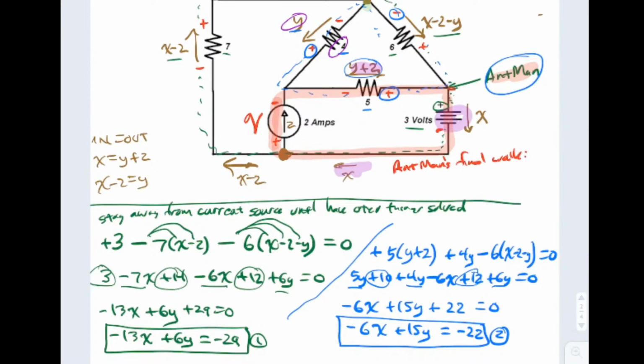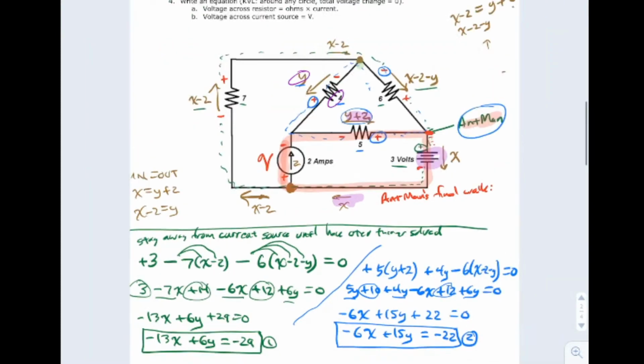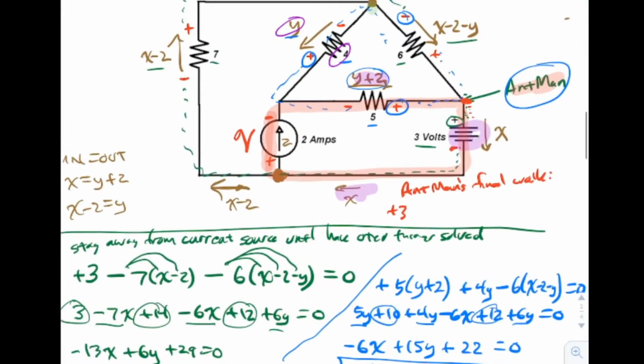He starts here. He comes down. You just grab the volts, right? It's 3 volts. We see a plus 3 volts. He comes around, he comes up here. He sees a plus on the way in, and the volts is, well, that weird script V that we're using. That's the volts. He comes out, he comes around. Now he sees a minus on the way in, and the question is, what's the volts across the 5 ohm resistor?